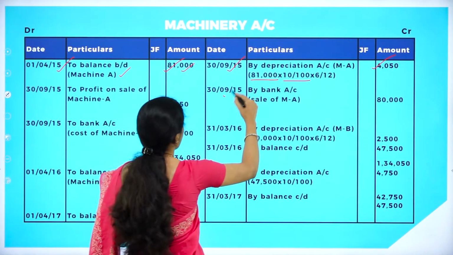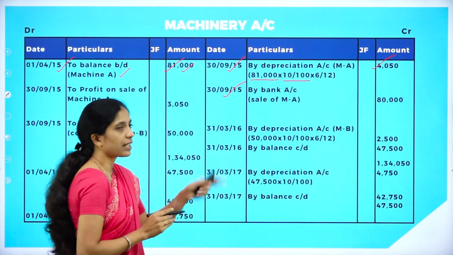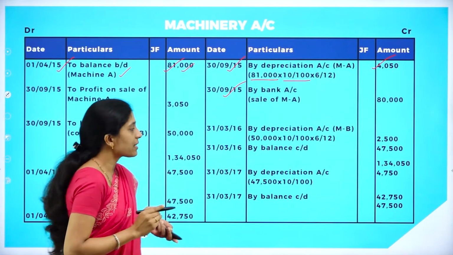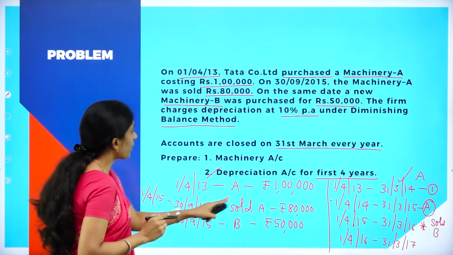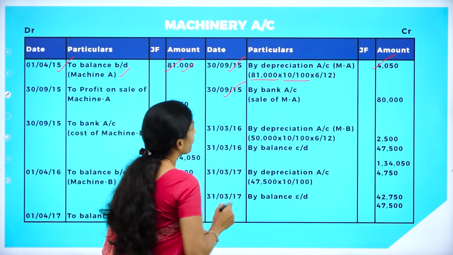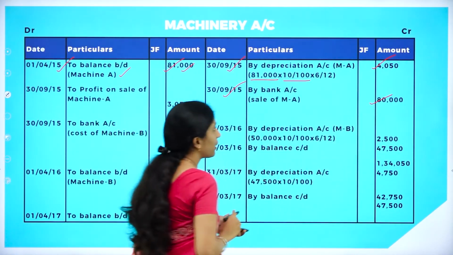On the same day, that is on the date of selling of the asset, 30th/9/2015, by bank account. Now what is the selling price? Now see the problem. On what price was it sold? It was sold for rupees 80,000.